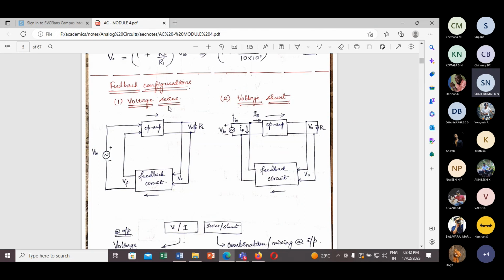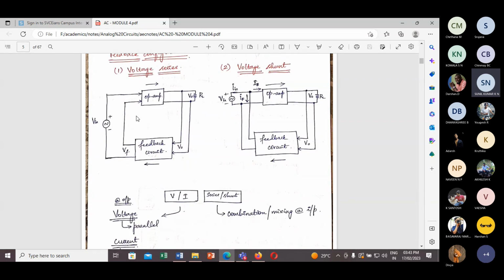Typically, this application is nothing but a non-inverting amplifier configuration. In this case, you can see the output is voltage and the input is also connected as a voltage. So we call this amplifier a voltage series configuration. And the voltage shunt configuration means the voltage sampling takes place in parallel, whereas the input signal is current, so we mix in a parallel way.